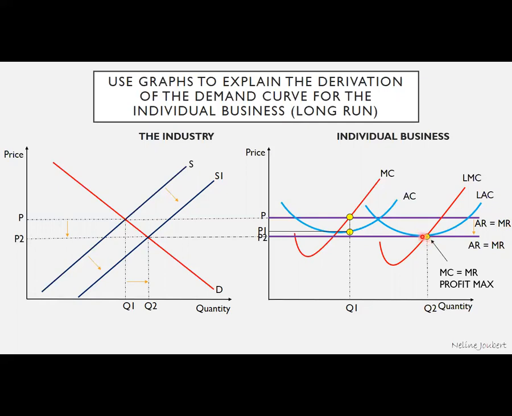He is thus going to supply over here. And you will see now that he is only making a normal profit because his revenue that he earns at this point, his profit maximization point, is exactly equal to the cost of production at his profit maximization point.